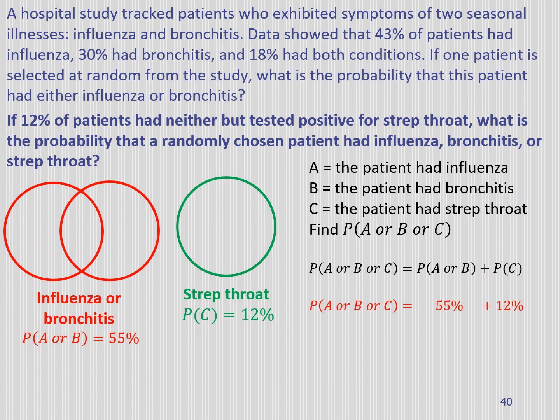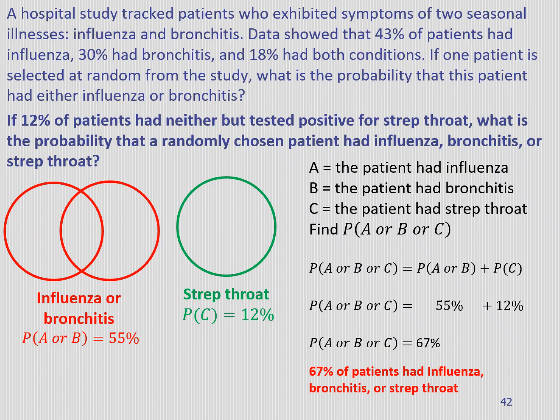So we're grouping these two together because we've already done that. We've already grouped those two together by calculating the 55%, and then adding a mutually exclusive event, strep throat, 12%, total of 67. So 67% of patients had either influenza or bronchitis or strep throat or possibly two of them.